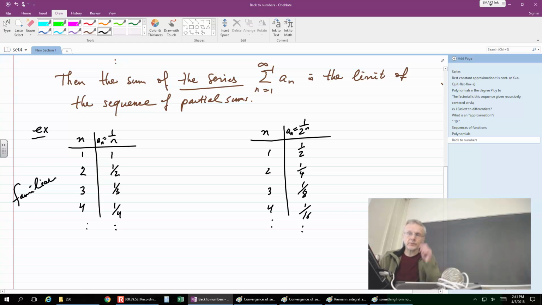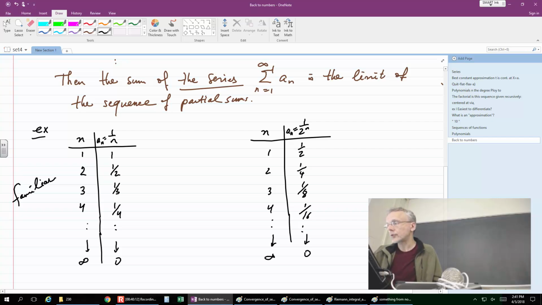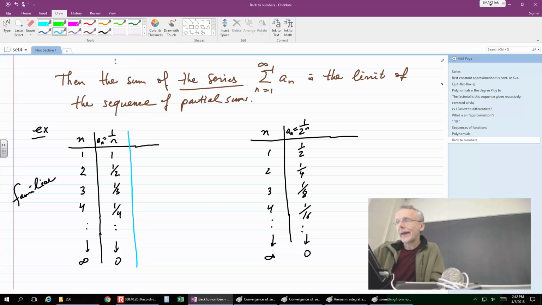Remember, some time ago, mid-semester, we talked about sequences. These are sequences, and then you might ask yourself, where does this go as n goes to infinity? As n goes to infinity, 1 over n goes to 0. Similarly, as n goes to infinity, 1 over 2 to the n also goes to 0. Okay, so that's the familiar stuff. And now we make a step further in a kind of different direction. So I put the partial sum here. I create a new column, and I add Pn.